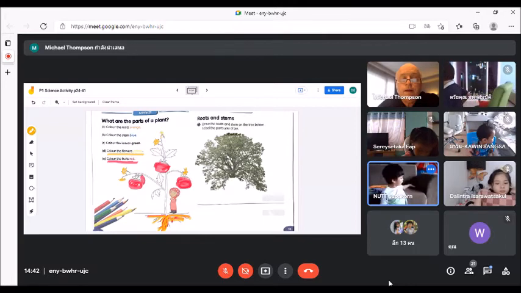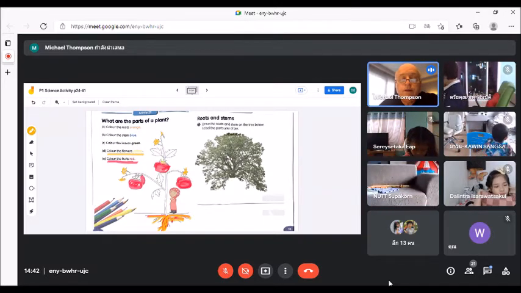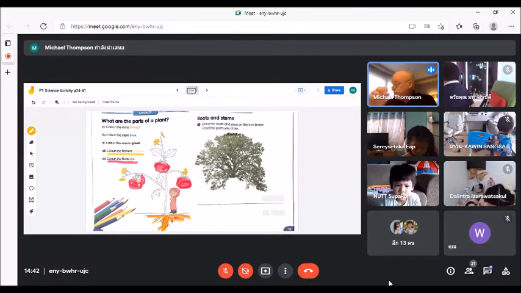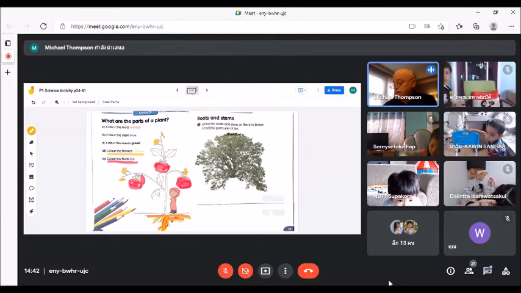Not too sure if that's a flower there. I don't think so. Let me have a look at my book. It's probably easier to tell. No, I don't think so.